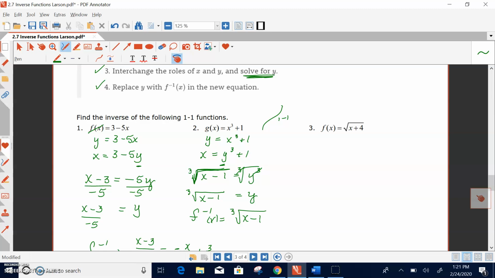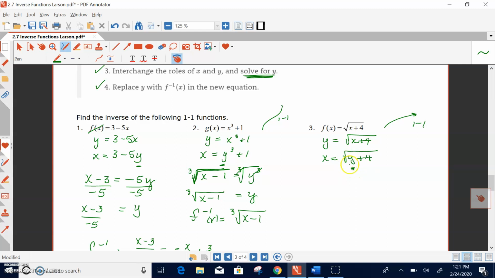Okay, let's do the same thing with problem number 3. First, let's decide if it's 1-to-1. And remember that square root shape is that arcing shape, and that arcing shape is a 1-to-1 function. So let's follow our steps. Let's replace f of x with y. Let's swap out the x's and y's. Let's interchange them. And now we need to solve for y.